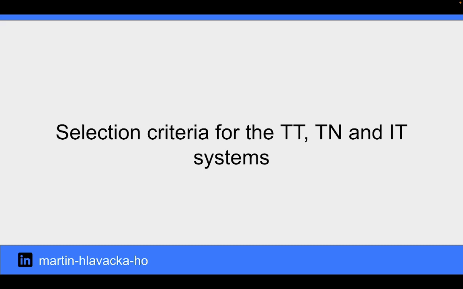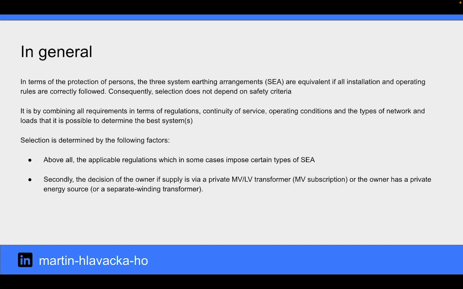Selection criteria. In terms of protection of persons, the three system earthing arrangements are equivalent if all installation and operation rules are correctly followed. Consequently, selection does not depend on safety criteria. It is by combining all requirements in terms of regulation, continuity of service, operating conditions, and the types of network and loads that it is possible to determine the best system.